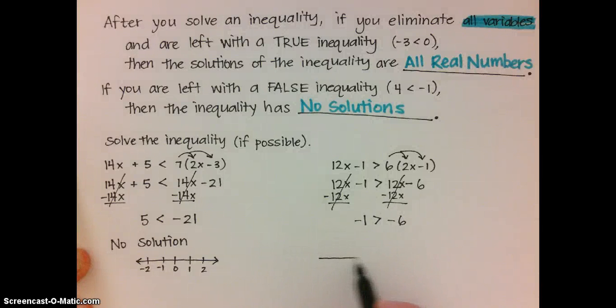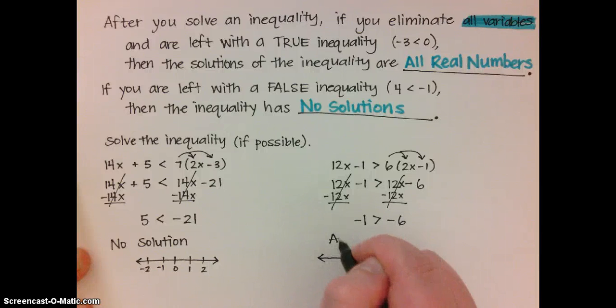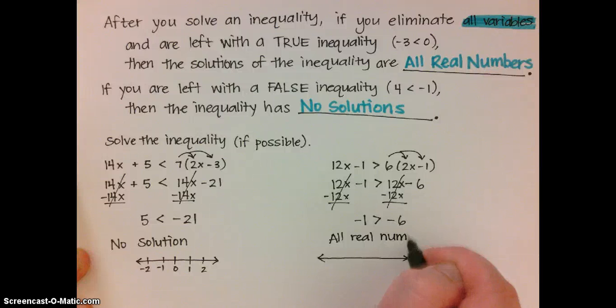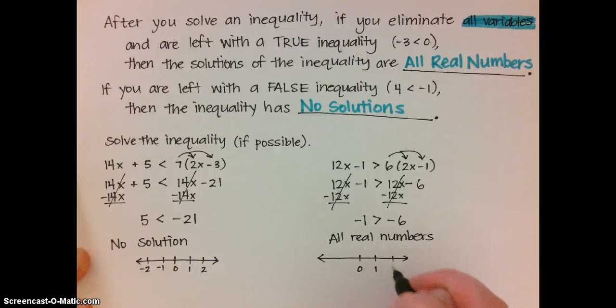That is a true inequality. -1 is bigger than -6. So if you were going to graph this, you would graph all real numbers. So on a number line, it looks just like I had it before, but I would shade everything. It can be any of the real numbers on this number line, going in any direction.